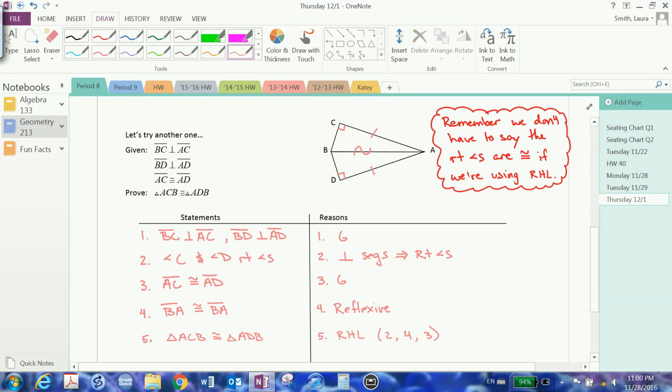That's how RHL works. So if you've read the textbook section 5.5, you've watched the video on page 334 of your textbook, and you've just finished watching this video and finished your note sheet, you can now go ahead and start working on your homework.